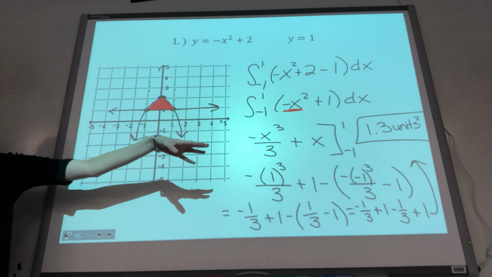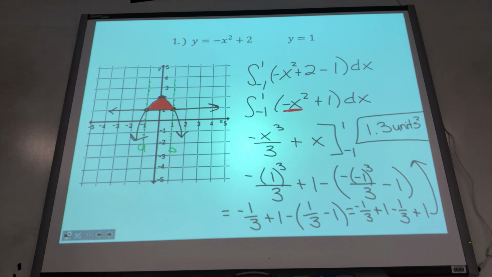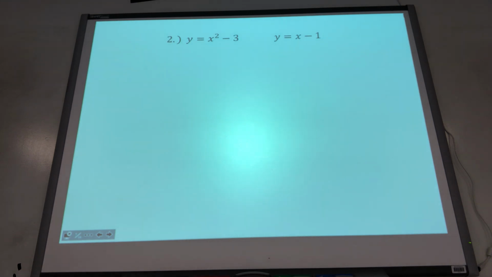Okie doke. It makes sense that the number is not very big because the area that you bounded in just wasn't very big. Any questions on number 1? All right, let's keep going. I think I've got 4 of them today.